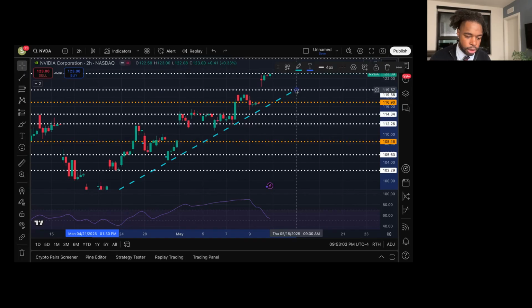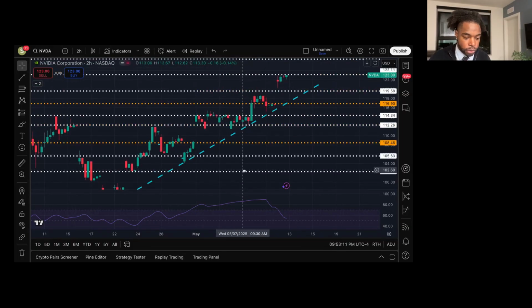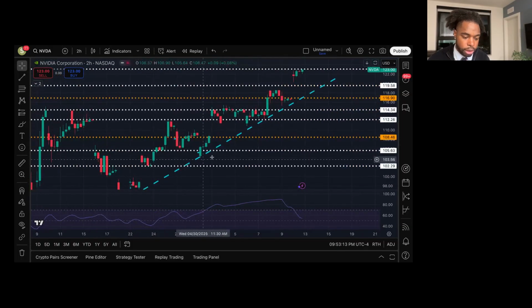Okay, and what I like to do is I try to touch as many points. Not only do I like to connect these 2 points, but I also try to touch some other points there to make it more legit. Okay, so that's what's called a trend line.